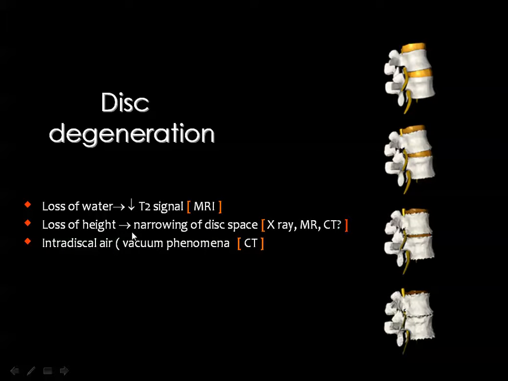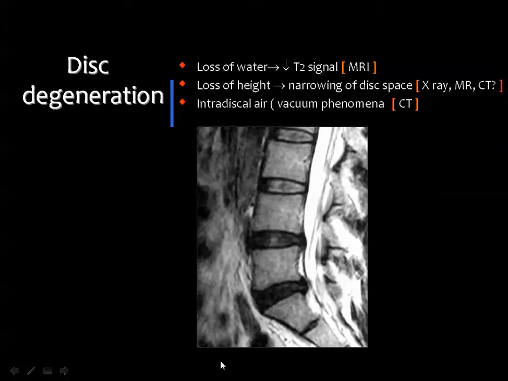Then loss of height will lead to narrowing of the disc space, and this narrowing of the disc space can be seen by X-ray, by CT, and by MRI. After that, there is degeneration of the nucleus with the development of intradiscal air, which is known as vacuum phenomenon. And this vacuum phenomenon can be seen also by X-ray, by CT, and by MRI.